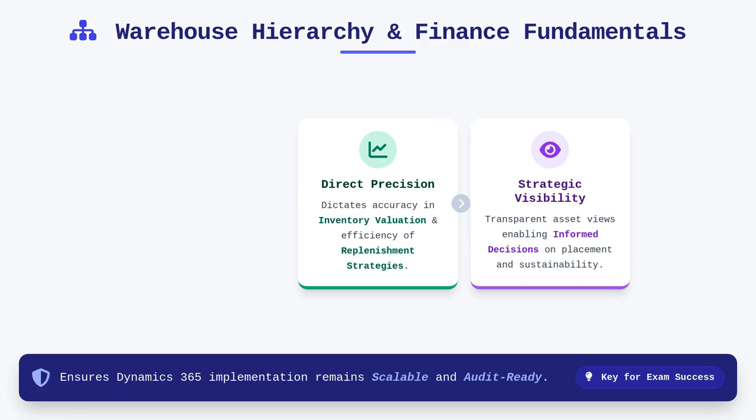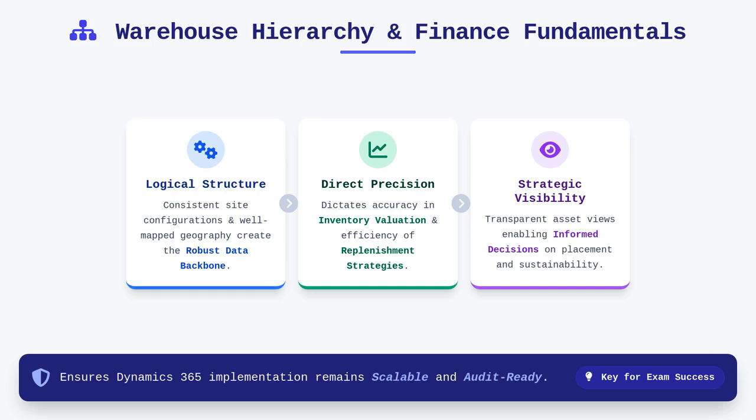By correctly structuring your sites and warehouses, you create a robust data backbone that supports every procurement, sales, and internal transfer process within the application. Remember that the system's ability to automate core replenishment depends entirely on the logical accuracy of the geography you have defined.